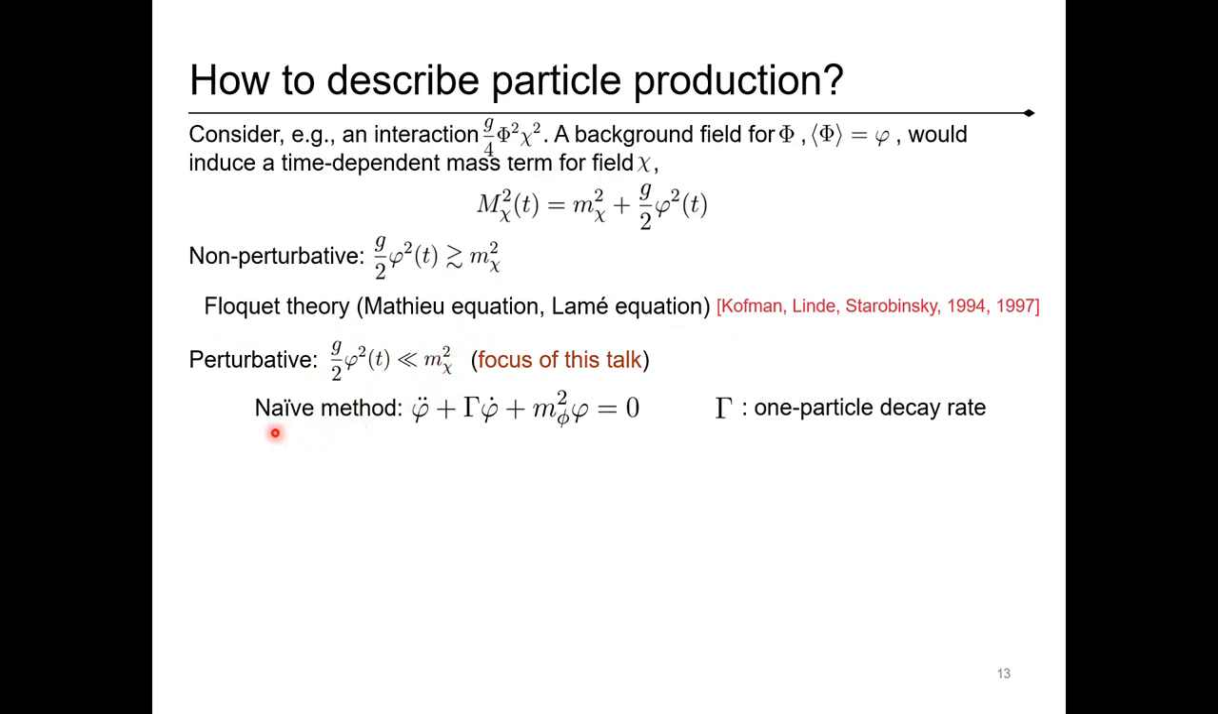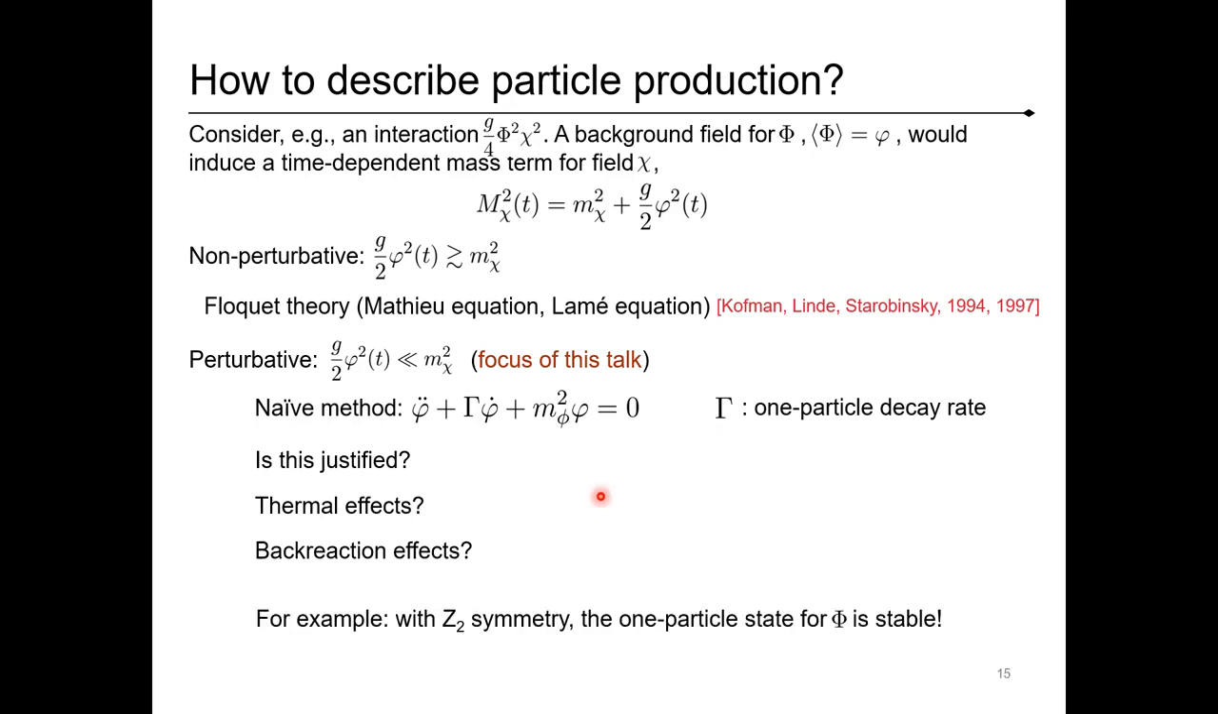Now, a simple method is simply to add a friction term to the equation of motion for the background field phi. Here, gamma is taken to be the one-particle decay rate. There are some problems with this method. So is this justified? And how to include thermal effects if particle production happens at finite temperature? And since gamma is computed in vacuum, it is not sensitive to the evolution of the background field. So how to include back reaction effects?